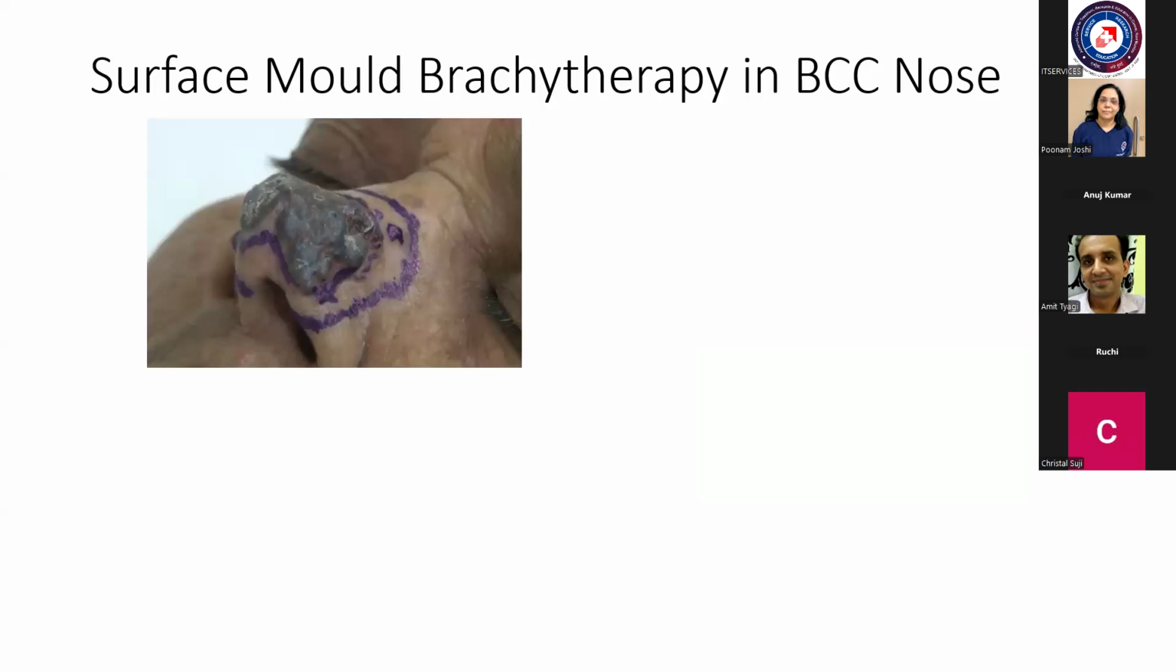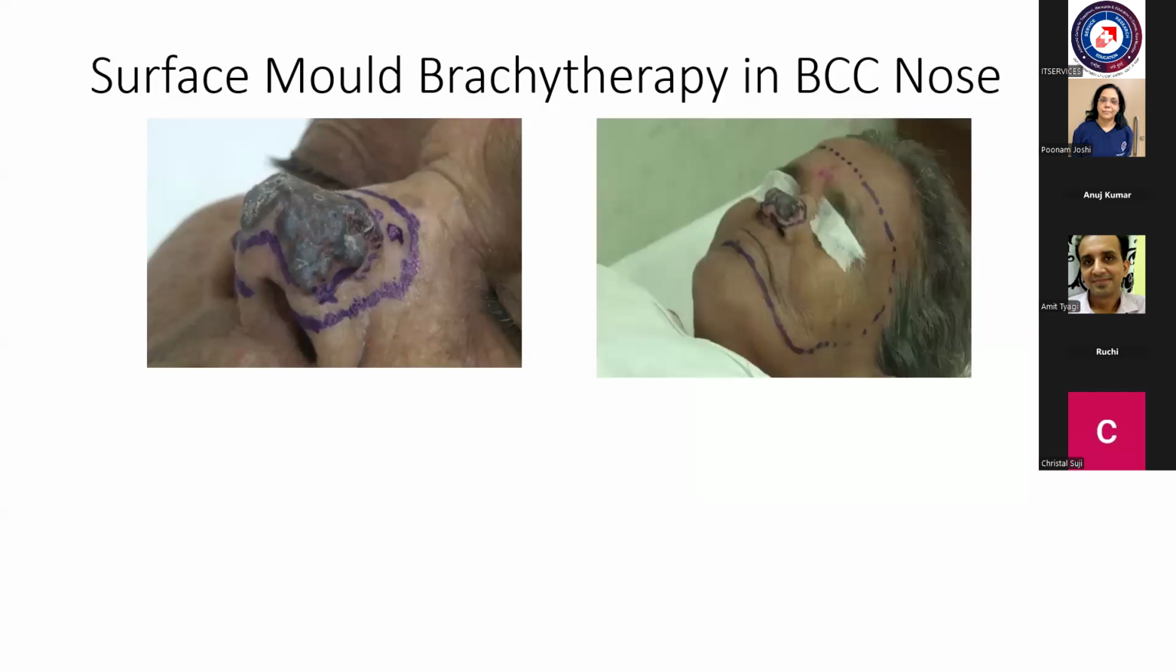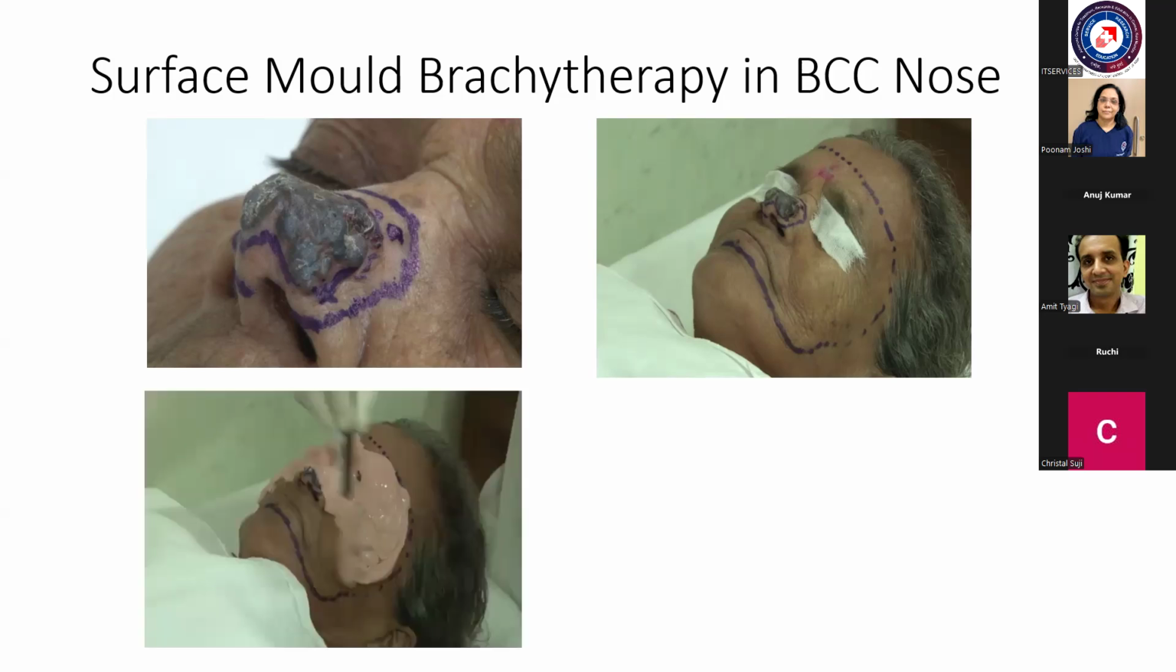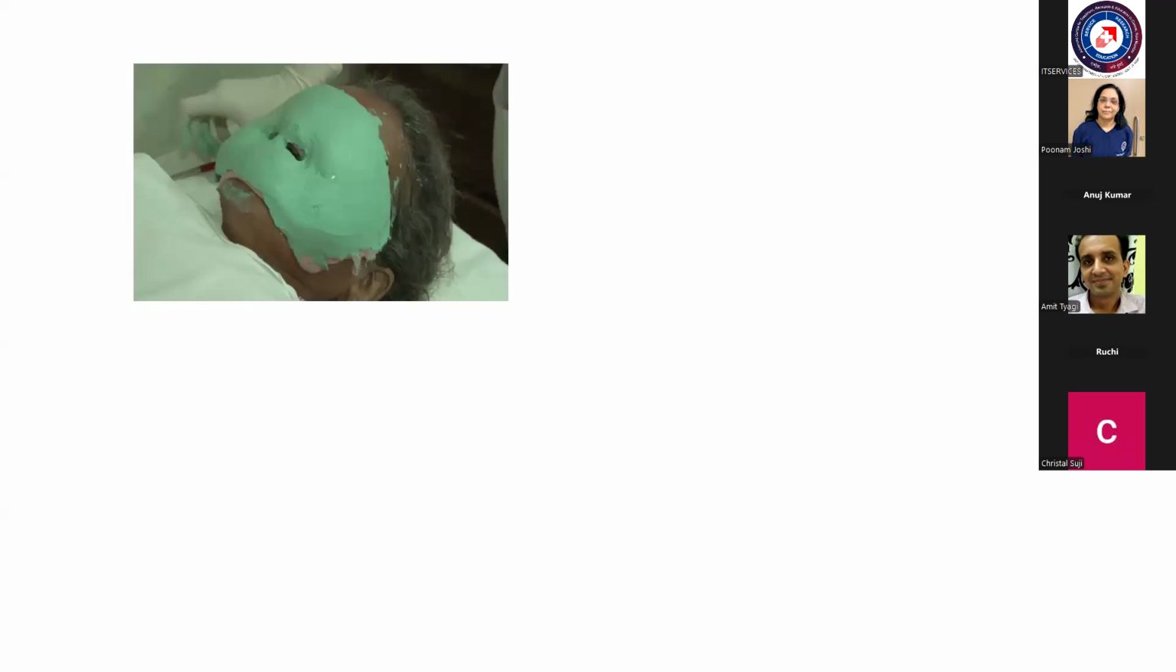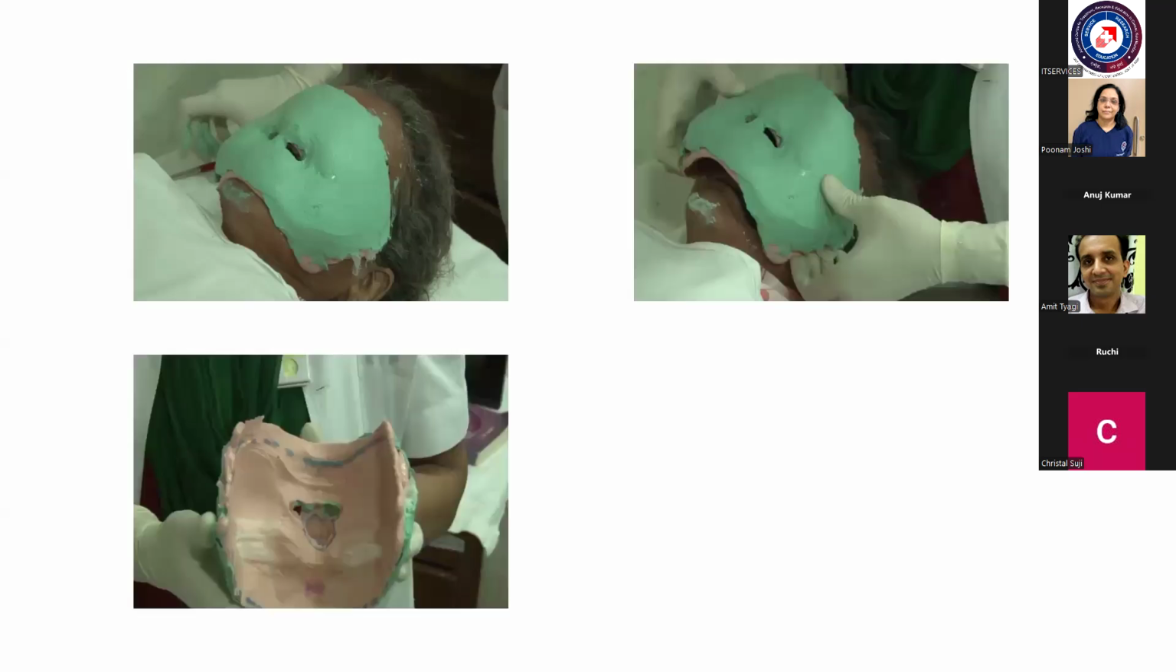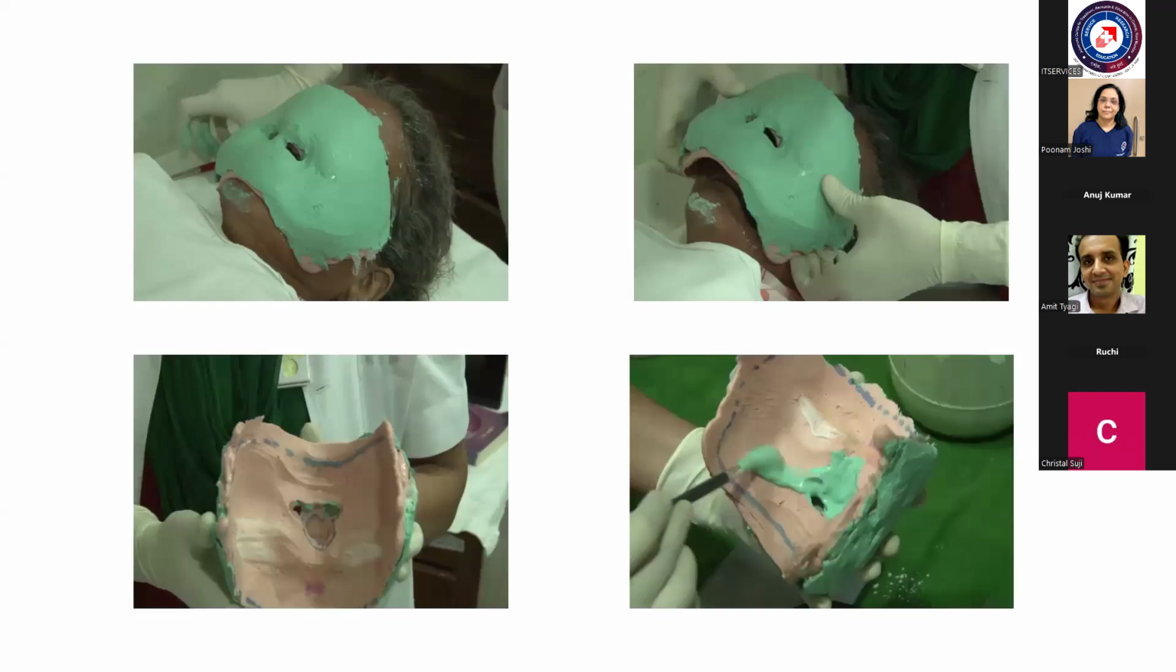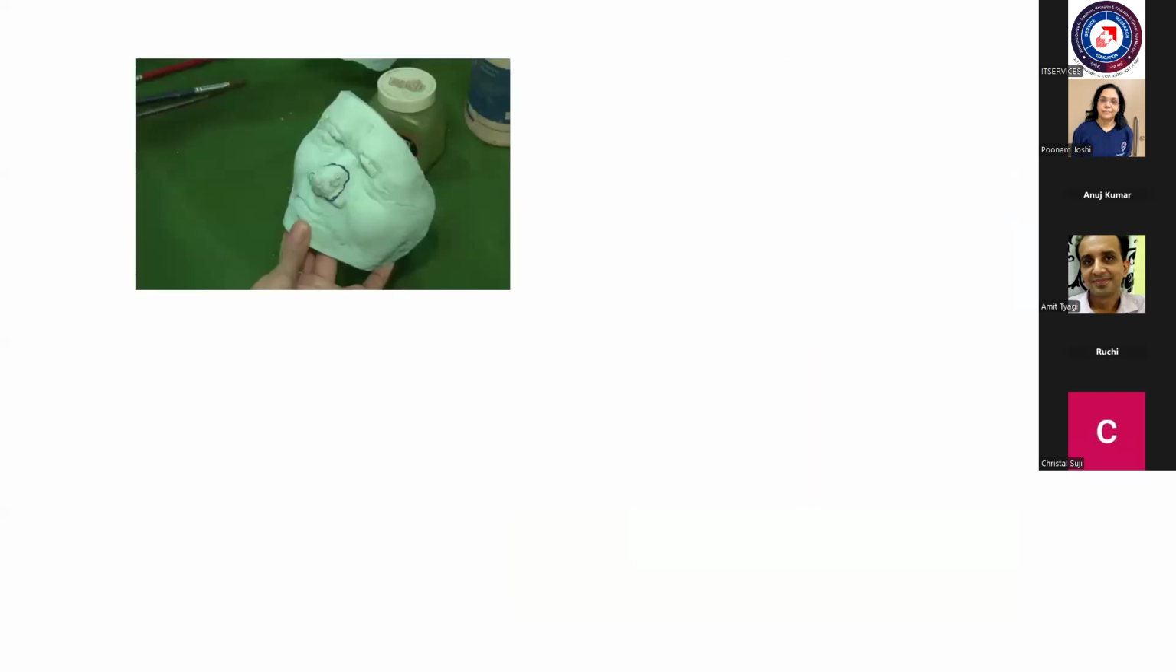So here we can see an elderly lady having a BCC of the nose. We have delineated the tumor and also given some margins. So here we have to give some margin so as we can fit the custom mold for the surface mold brachytherapy well. So here we have to prepare a negative cast with a dental acrylic material, and then a positive cast. So here we can see how a positive cast is made, and then once this is made, it is removed from the surface of the patient, and this is how the mold looks like.